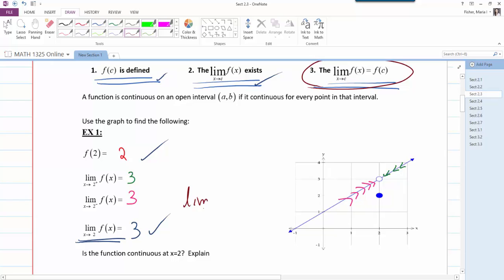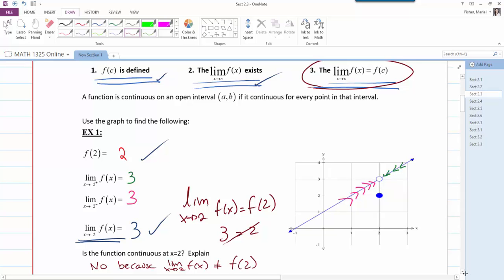Condition number 3, the limit had to equal the function value. So does the limit as x approaches 2 of my function equal f of 2? Well, does the number 3 equal 2? No, it doesn't, right? The limit does not equal the function value. So is this function continuous? No. And the reason why is because the limit as x approaches 2 of f of x does not equal f of 2. The limit doesn't equal the function value.